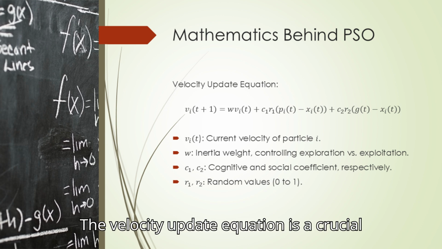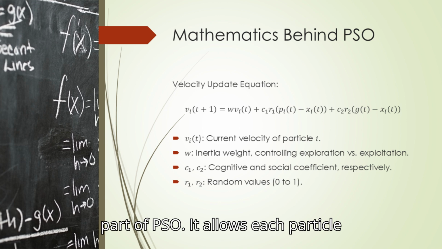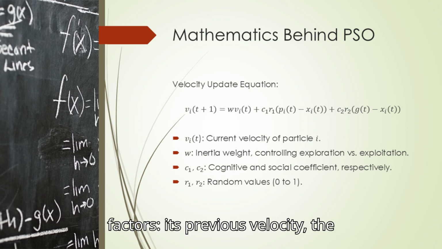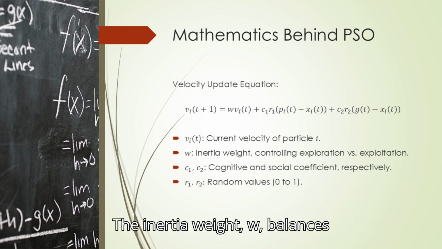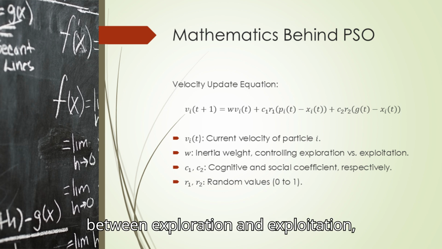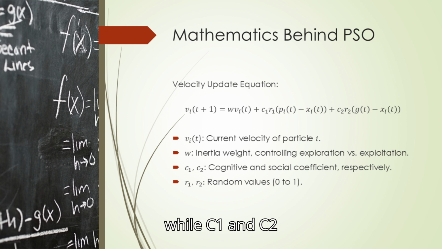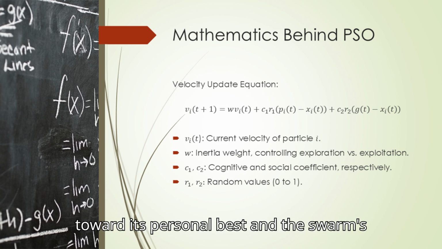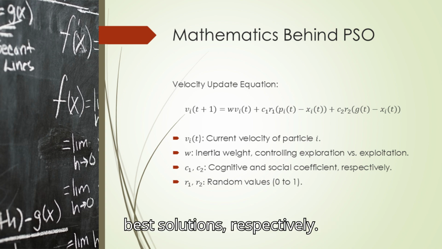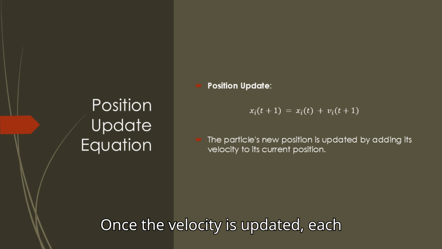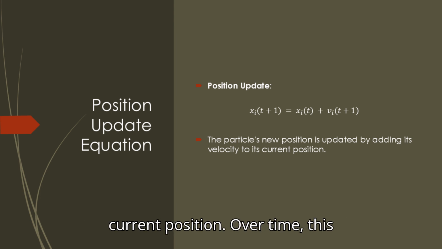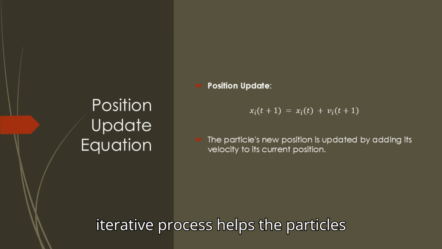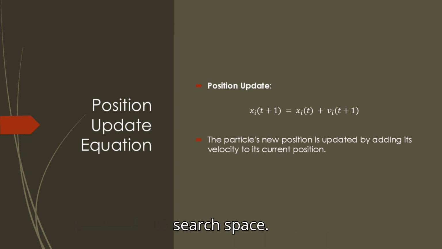The velocity update equation is a crucial part of PSO. It allows each particle to adjust its velocity based on three key factors: its previous velocity, the best solution it has found so far, personal best, and the best solution found by the entire swarm, global best. The inertia weight, W, balances between exploration and exploitation, while C1 and C2 influence how much a particle is pulled toward its personal best and the swarm's best solutions, respectively. Once the velocity is updated, each particle's new position is calculated by simply adding its updated velocity to its current position. Over time, this iterative process helps the particles converge toward the best solutions in the search space.